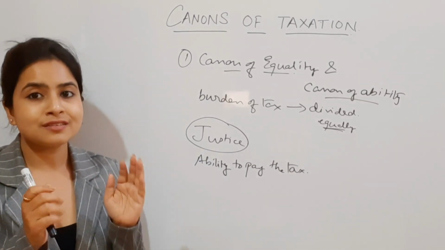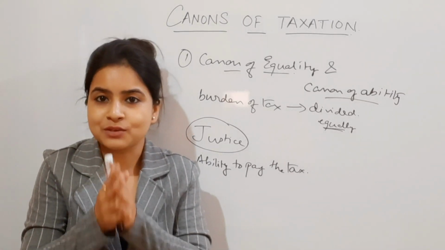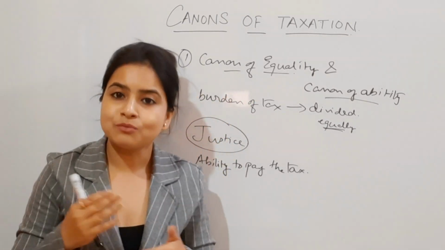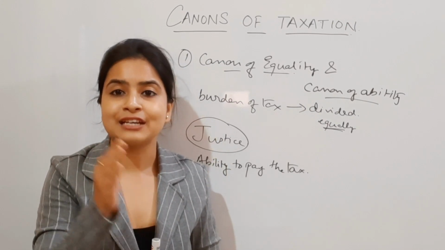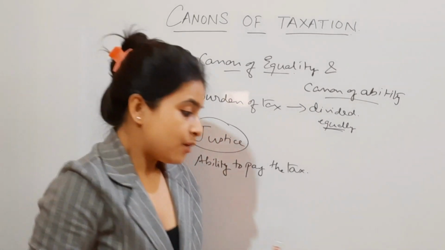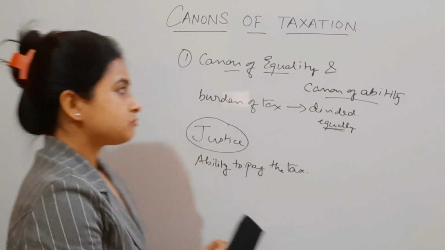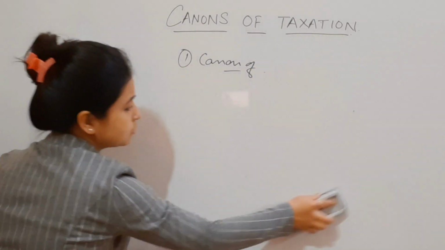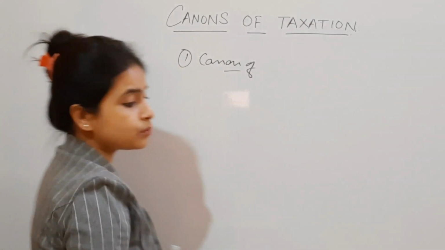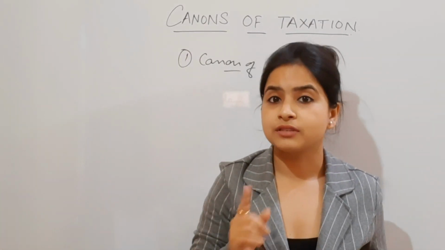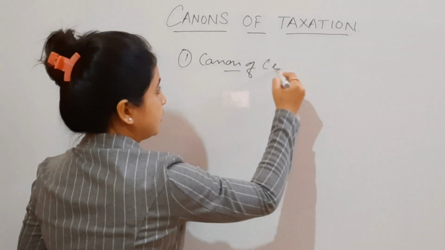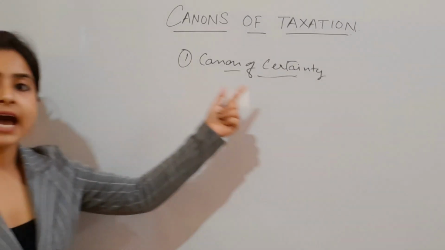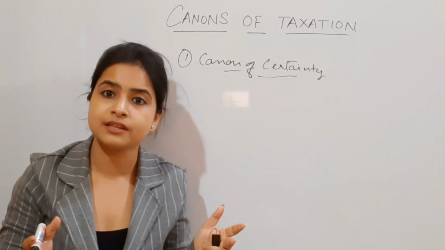Alright. So this is a brief and very compact way of making you understand what the canon of equality is. Now let me move to the second canon, that is the canon of certainty. Whenever we talk about certainty, especially in the case of a taxation system, what do we actually mean? Certainty has to be there if we are talking about taxes. Why does it have to be there?